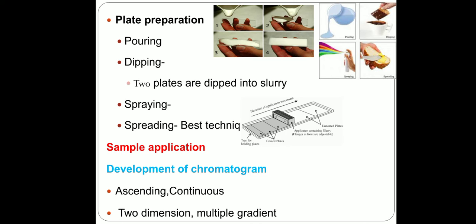TLC plate is activated by keeping the plates in a hot air oven at a temperature of 100 to 110 degrees Celsius for 30 minutes. That removes all the moisture present in that silica, and then in that hot condition itself we have to keep the sample spot. Then development should be carried out as fast as possible.